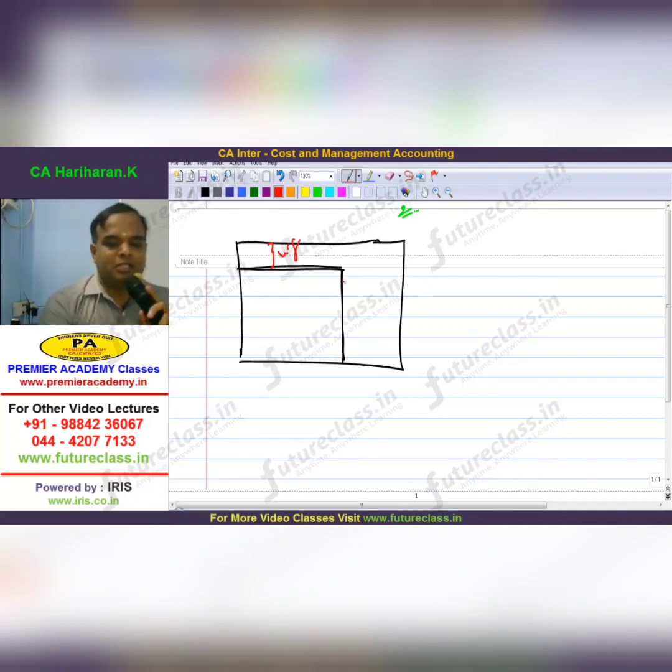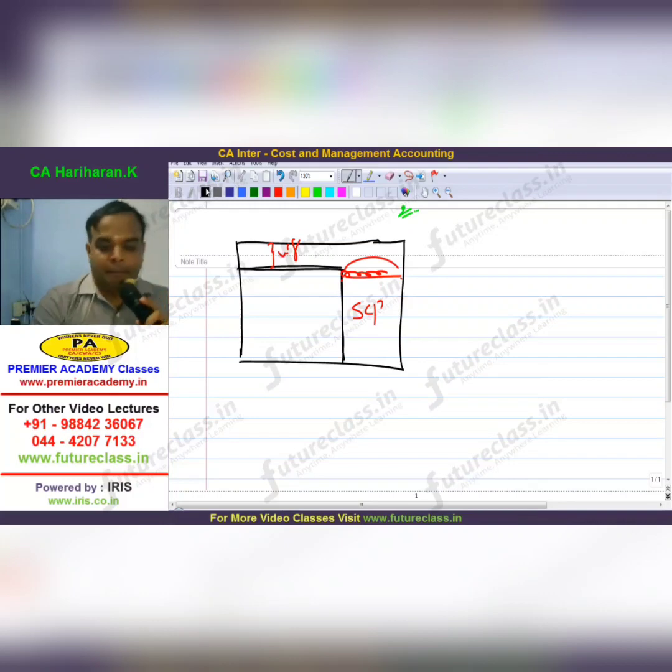This particular part of the paper, is it usable or not usable? Usable. We can do some spiral binding, a small size notebook. We can make a small pocket size book. Can do. So, this particular part is usable. Therefore, what is it called? Scrap.